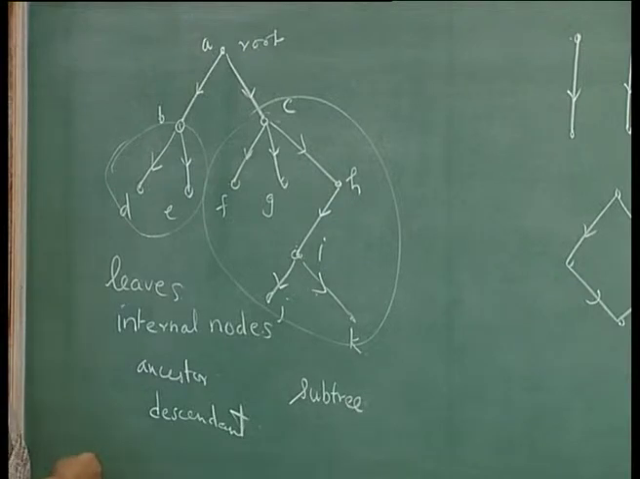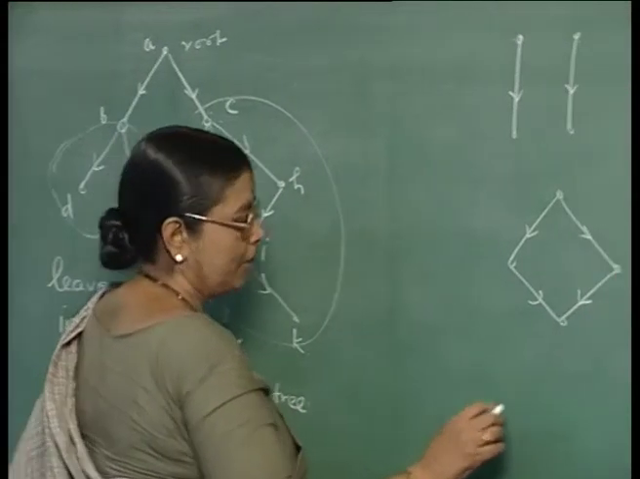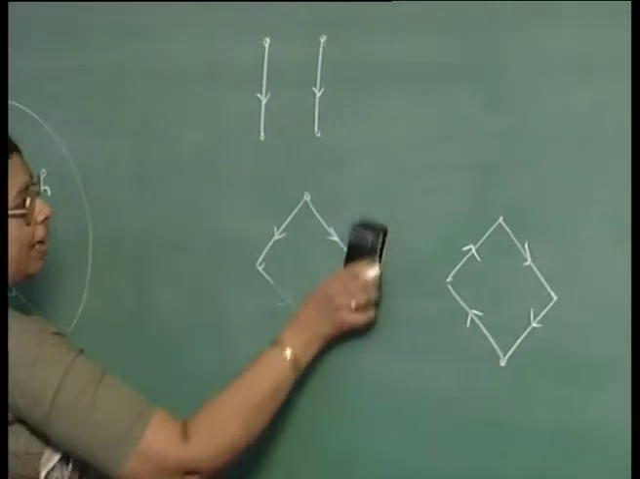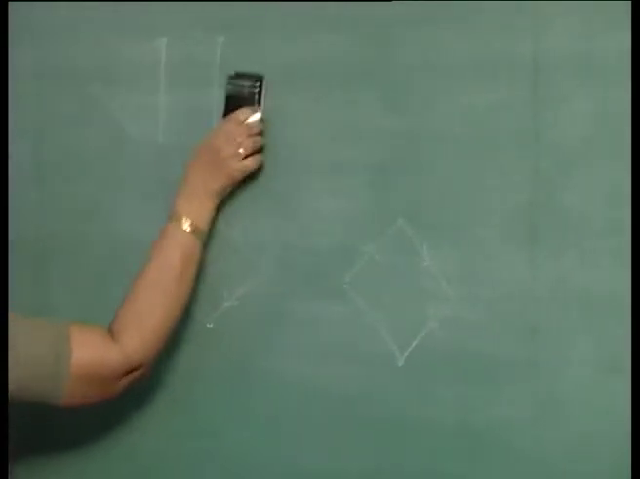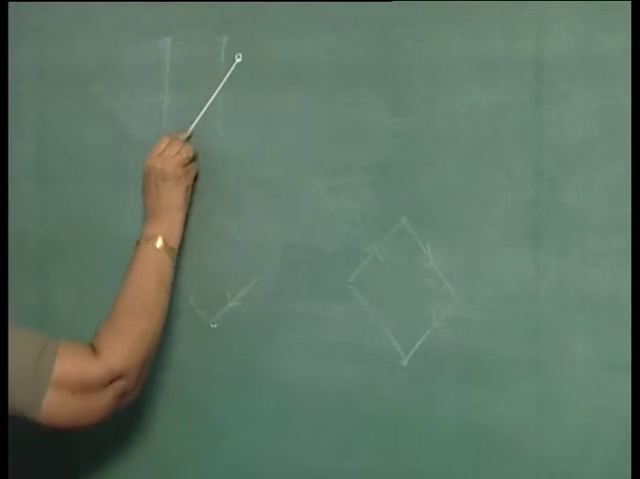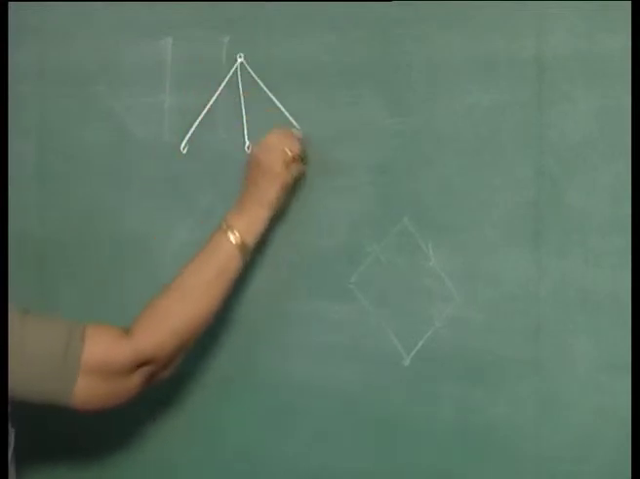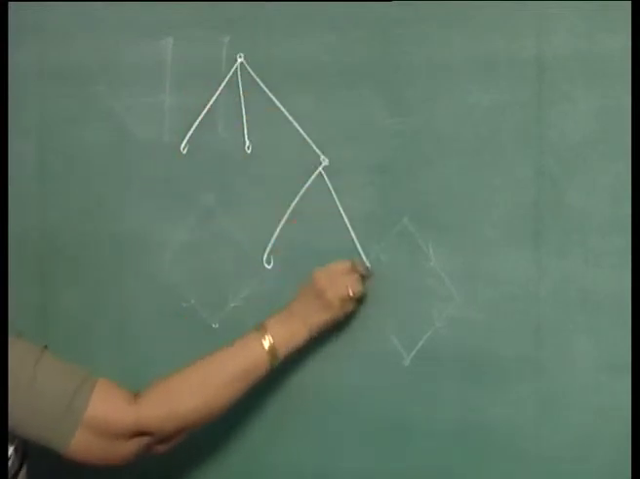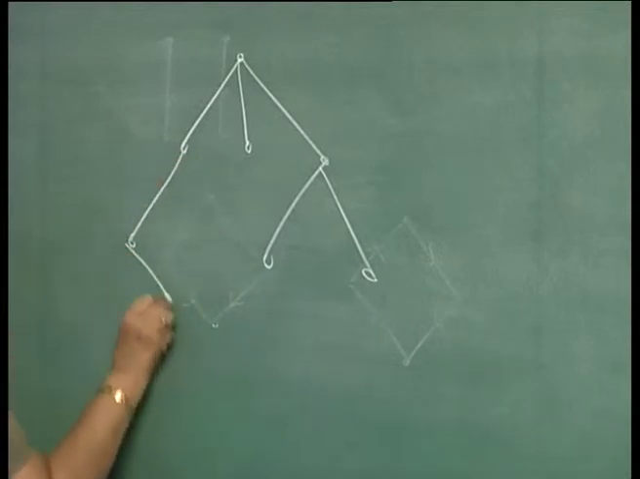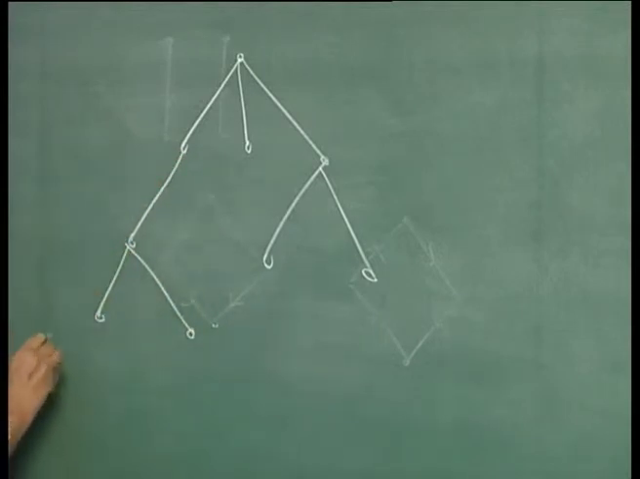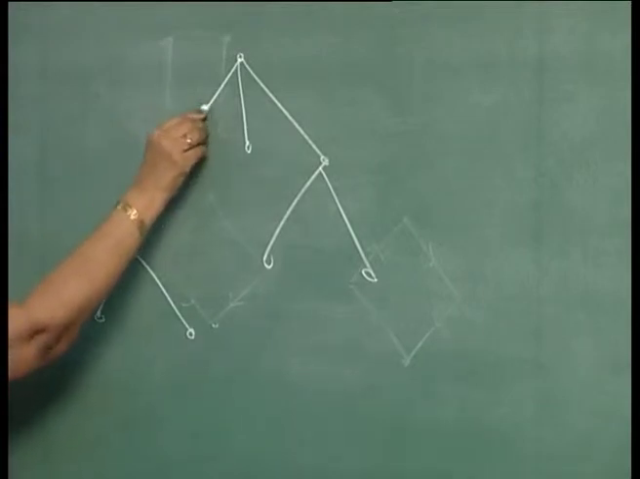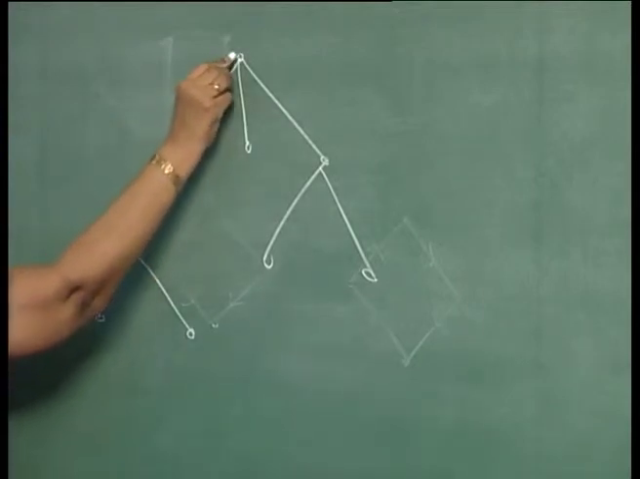So, these are some of the terminologies associated with trees, and generally when you draw a tree, you do not draw the arcs, you just draw a tree like this. It is supposed to be directed in this way, and this is the root.